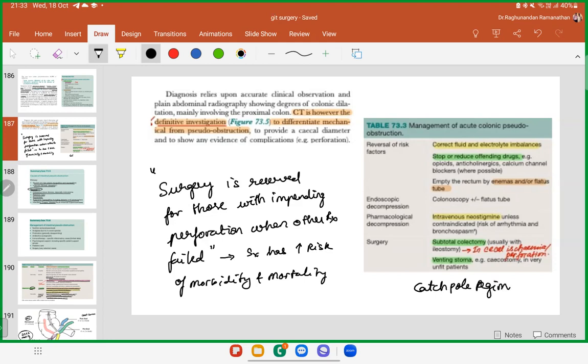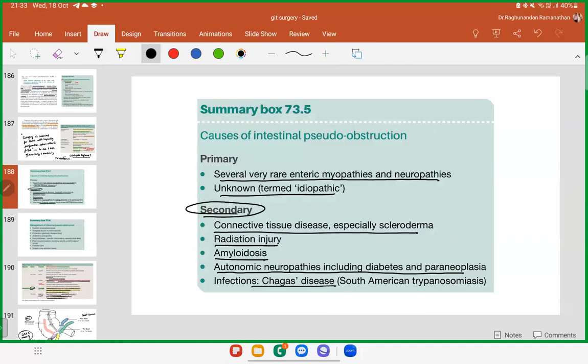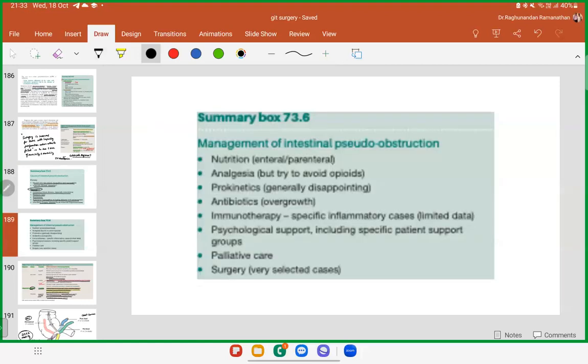So what is the Catch-pole regimen? Catch-pole regimen is nothing but giving intravenous neostigmine for the patient of pseudocolitis. Okay, wow. So then what is going to be the cause of intestinal pseudo-obstruction? There are several causes as we discussed. And how do you manage it? By nutrition, analgesia, prokinetic, antibiotic, etc.